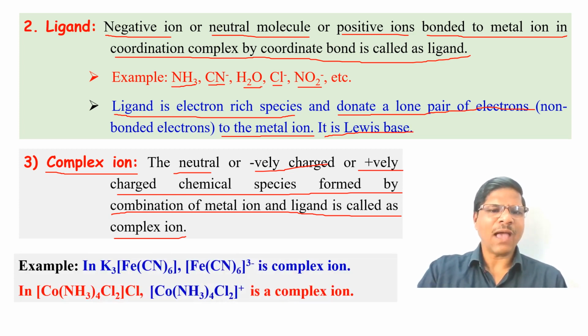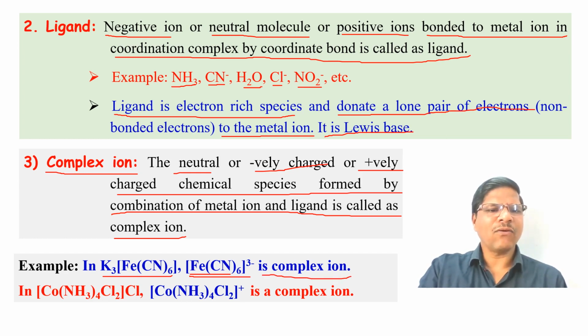So we have an example here. If you see K3[Fe(CN)6], potassium ferricyanide, the metal ion is iron and the ligand is cyanide, and this iron and cyanide together form [Fe(CN)6]3-. Okay, this 3 minus negatively charged species is formed, which is nothing but the complex ion.